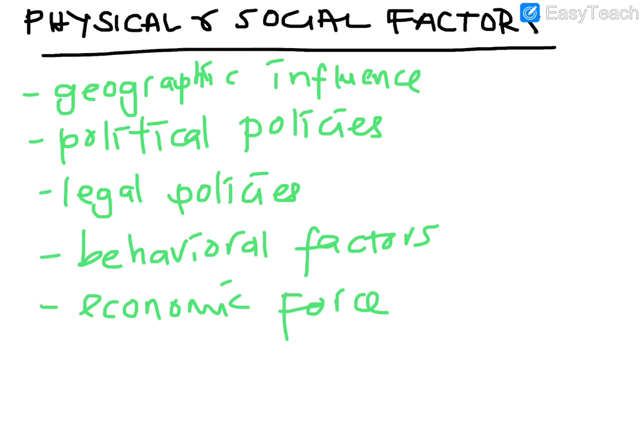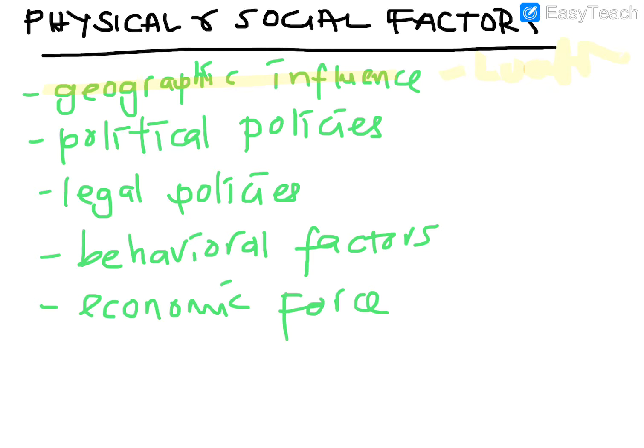Okay, now we start with the physical and social factors. We have 5: geographic influence, political policies, legal policies, behavioral factors, and also economic force. Okay, we go one by one. First is geographic influence. Geographic influence includes natural conditions that influence the production location. We talk about geography, which is actually based on the location.